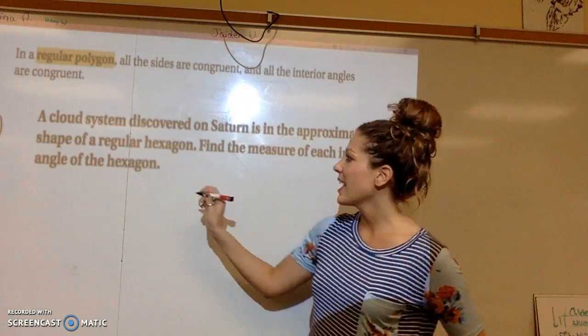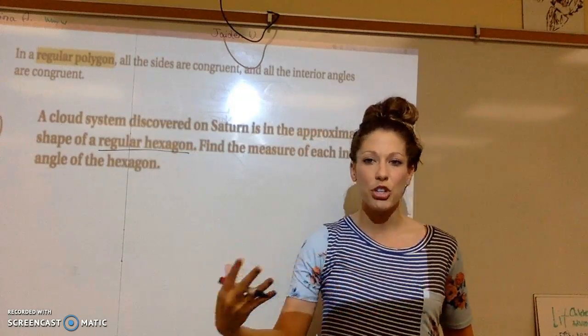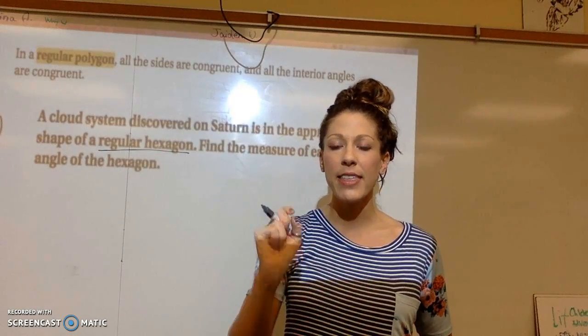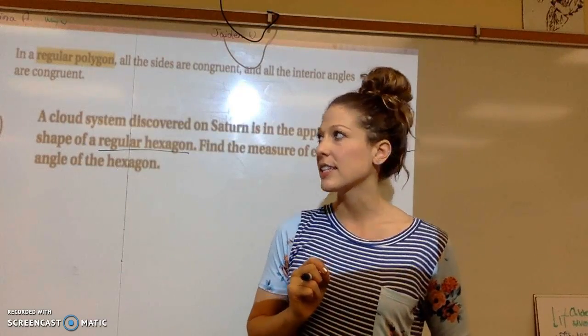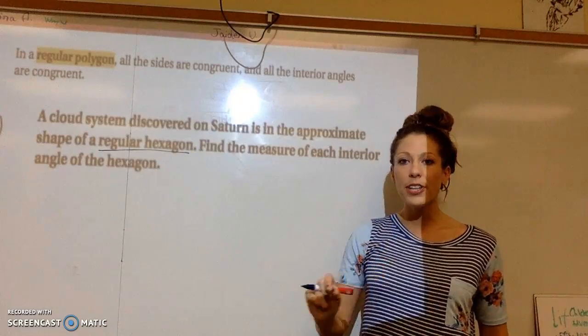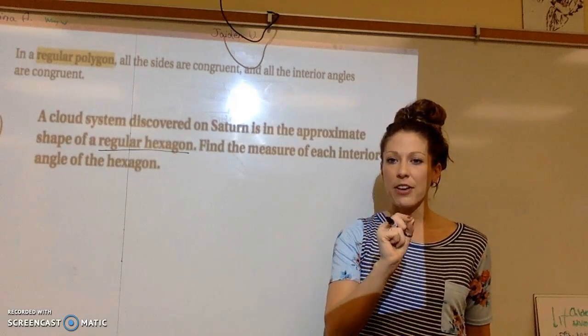All right, so it says that we have a regular hexagon. Regular doesn't mean just your normal old hexagon. It means all the sides of that hexagon are the same length and all the angles of that hexagon are the same angle measure. And it wants us to not find the measure of all the angles added together. It wants us to find the measure of each angle of that hexagon.